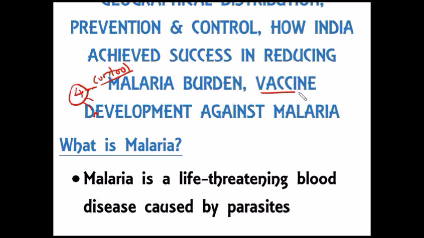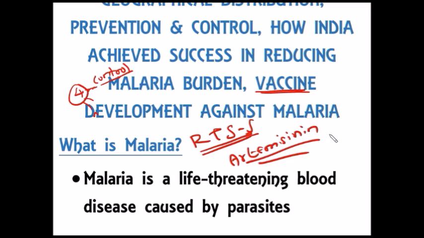And vaccine development. Why is it difficult to develop a vaccine against malaria? What about the RTS,S vaccine? What is the present stage of development? What is artemisinin? Everything we explained in our paid video lecture.